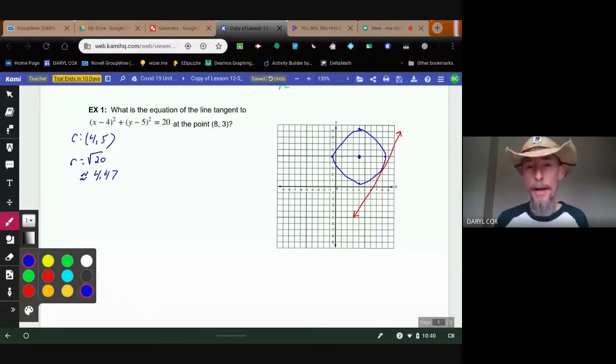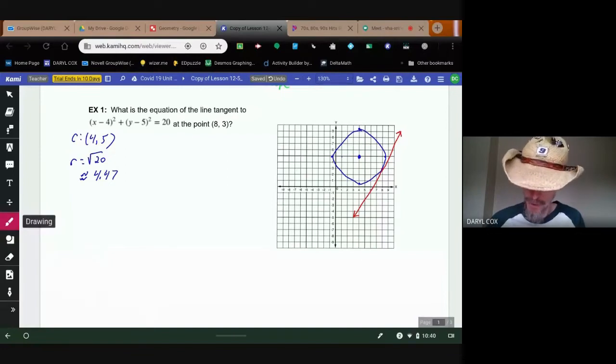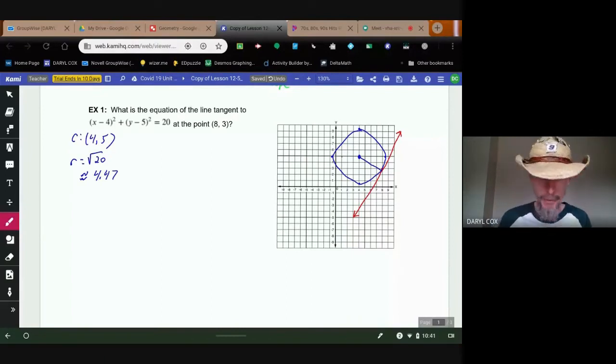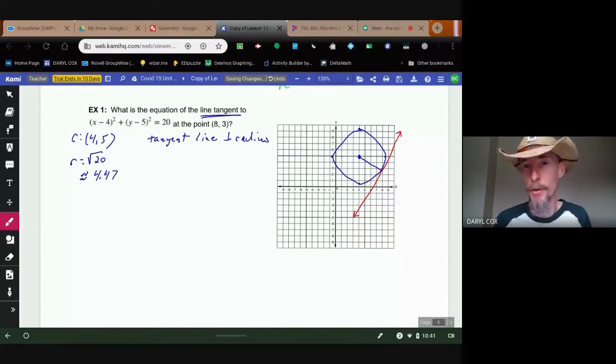Well, remember, we do have another piece of information here. We have this little segment there. Remember, that segment is my radius. And we said that if I have a line that's tangent, a tangent line is perpendicular to the radius. So if I can get the slope of the radius, I can get the slope of the tangent line. So let's start with the slope of the radius.